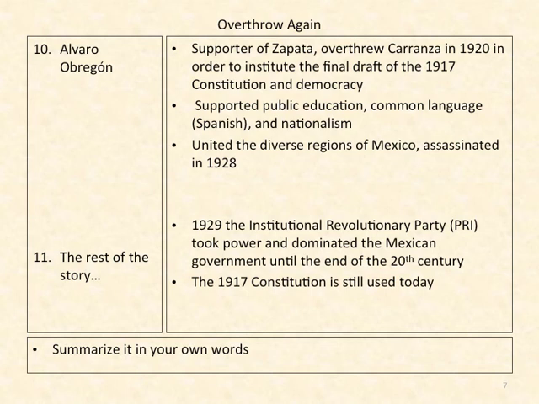All right, so the rest of the story is that in 1929, the Institutional Revolutionary Party, known as PRI, takes power, and they pretty much control the Mexican government for the rest of the 20th century. And the 1917 Constitution is the one that they still have in Mexico today. So there is your brief century or so of Mexican history.